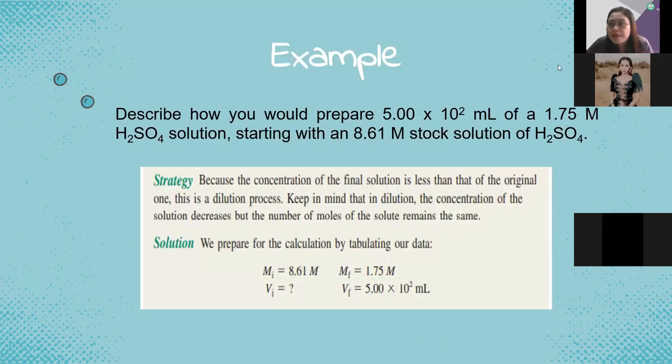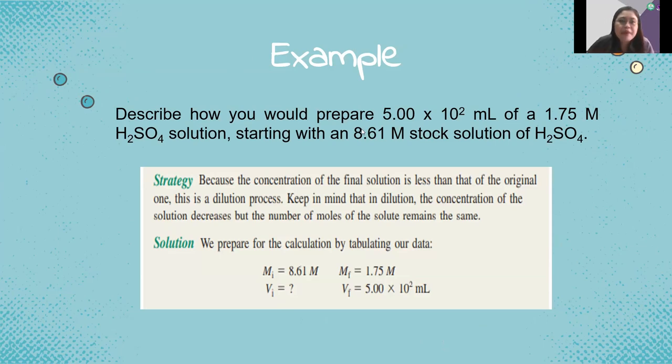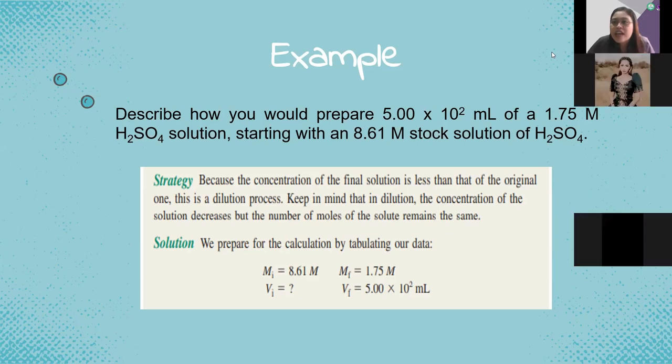So, let's have an example for the dilution process. Number one, describe how you would prepare 5.00 times 10 raised to the power of 2 mL of a 1.75 molar sulfuric acid solution, starting with an 8.61 molar stock solution of sulfuric acid. So this one, as you can see, is a dilution process. Bakit siya dilution process? Una, meron tayong dalawang concentration. They are both expressed in molarity. So you have here 8.61 M and 1.75 M. And then you are going to prepare now this certain volume of this concentration. So definitely, again, it's a dilution process wherein you can use the formula.